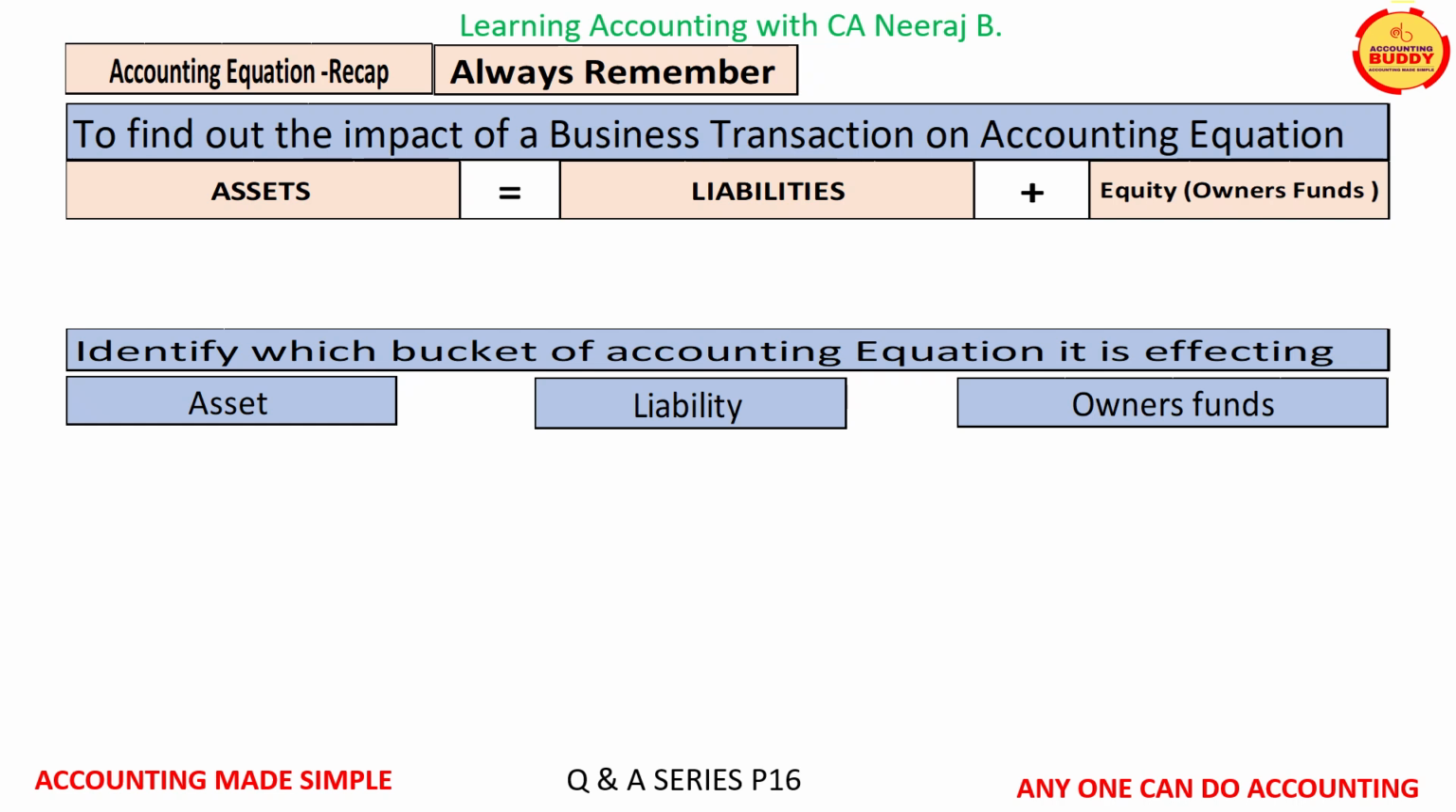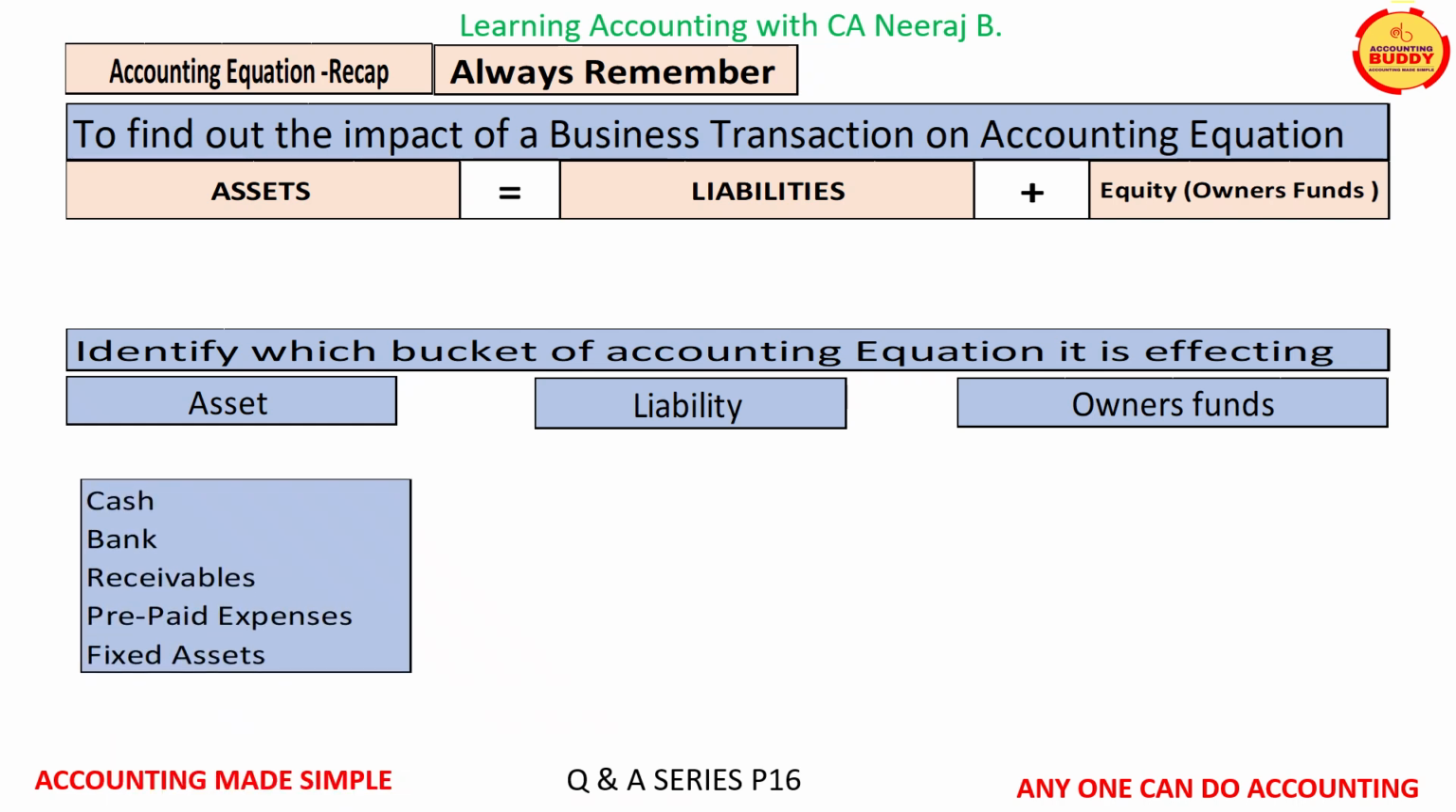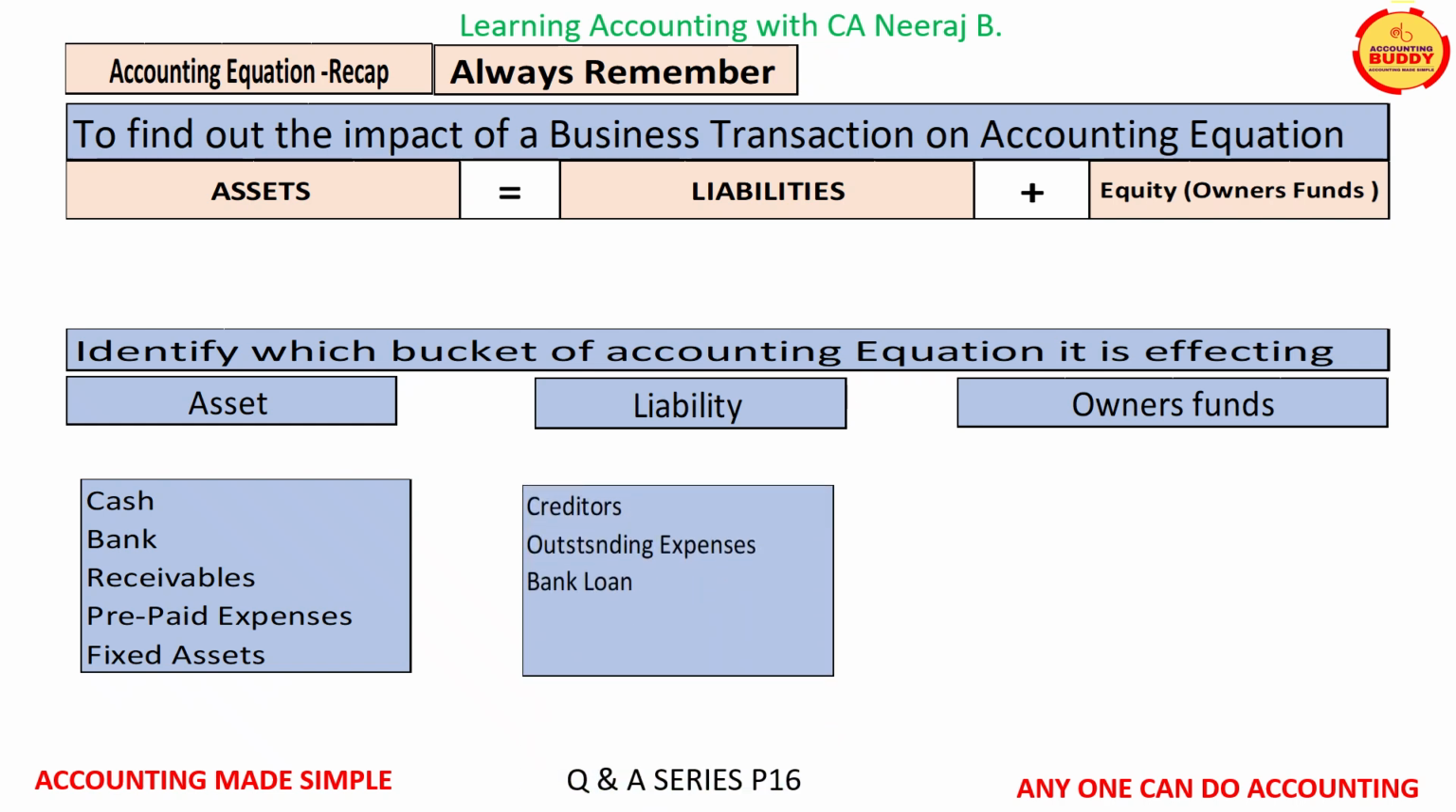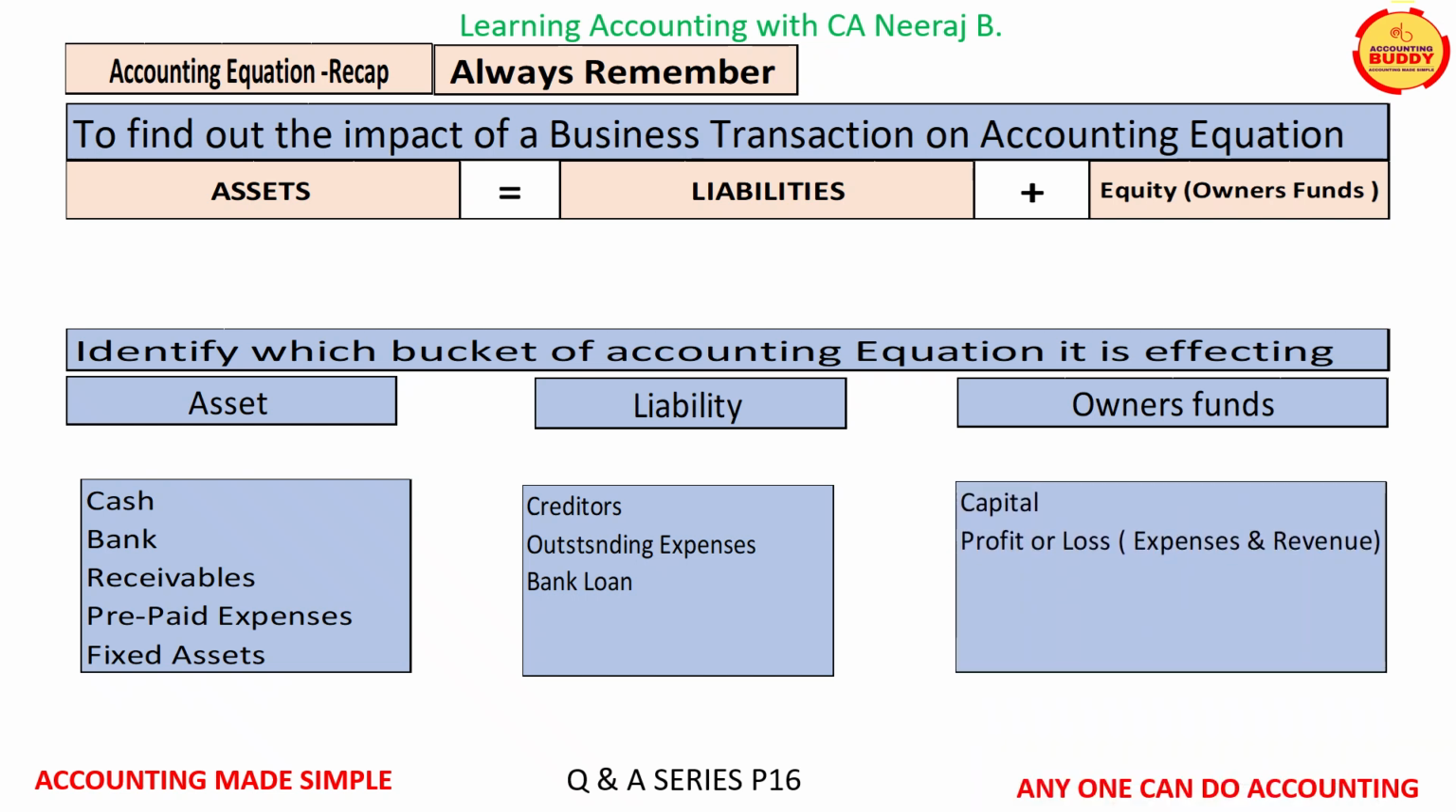And by now, we very well know what assets are. They include both current assets like cash, bank, receivables, prepaid expenses, etc., and also non-current assets or fixed assets like plant and machinery, building, furniture, etc., owned by the business. And the liabilities include creditors, outstanding expenses, bank loans, etc. Owners' funds include capital contribution and profit earned or loss incurred by the business.